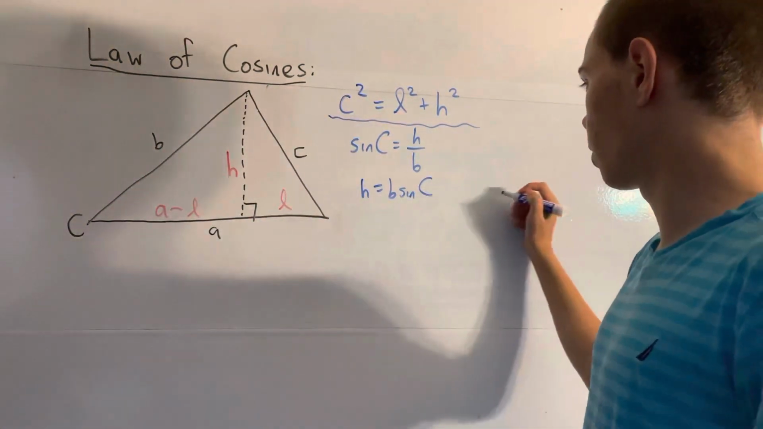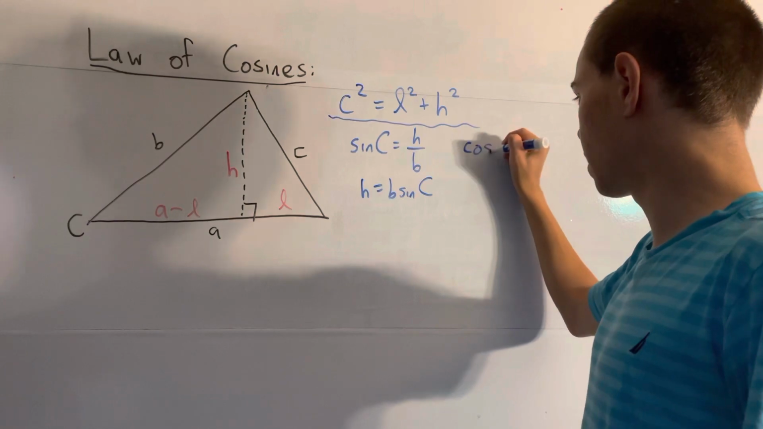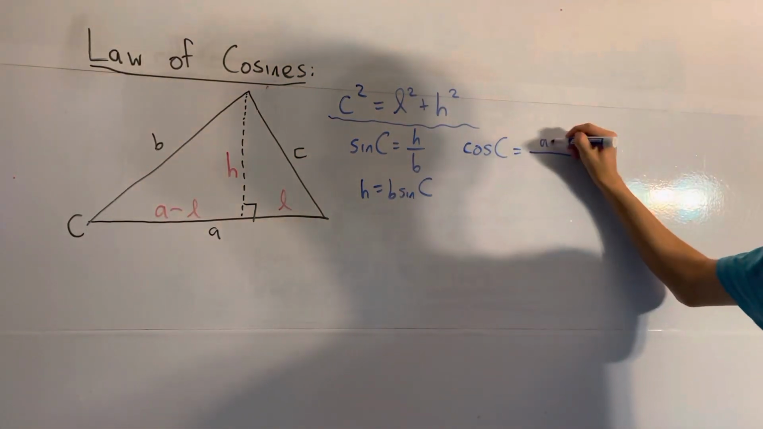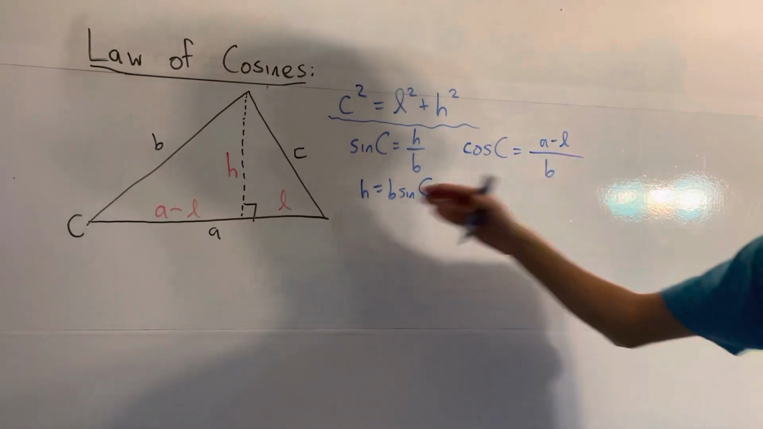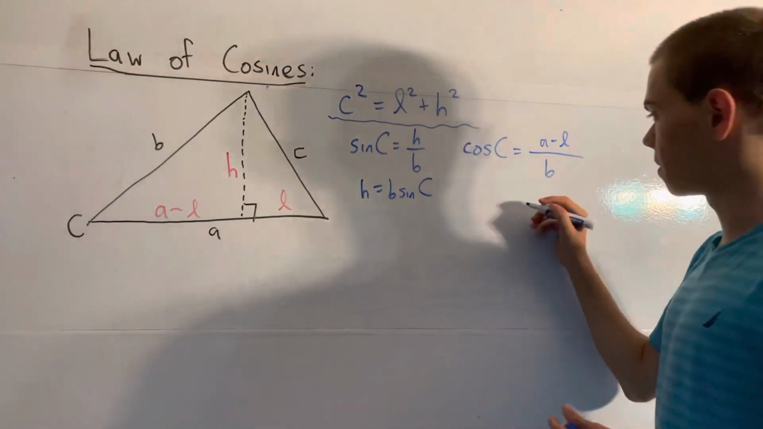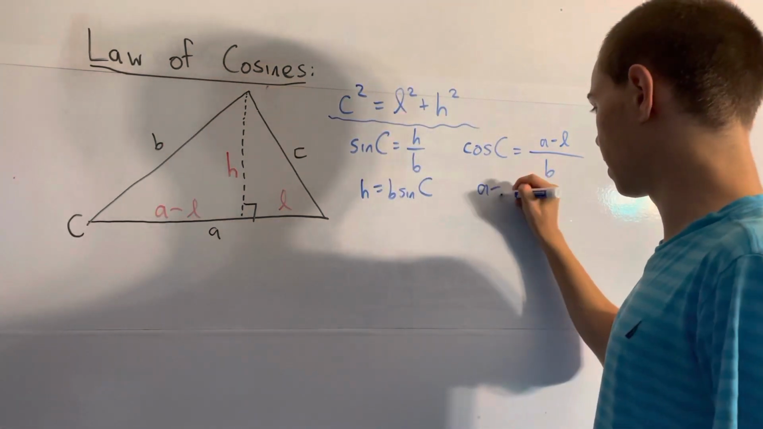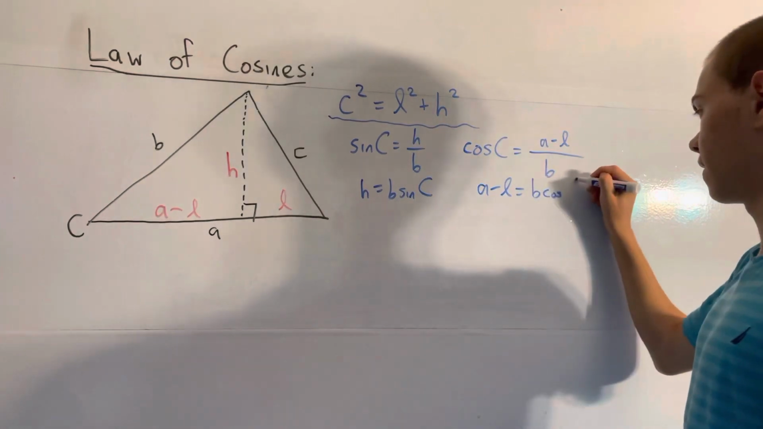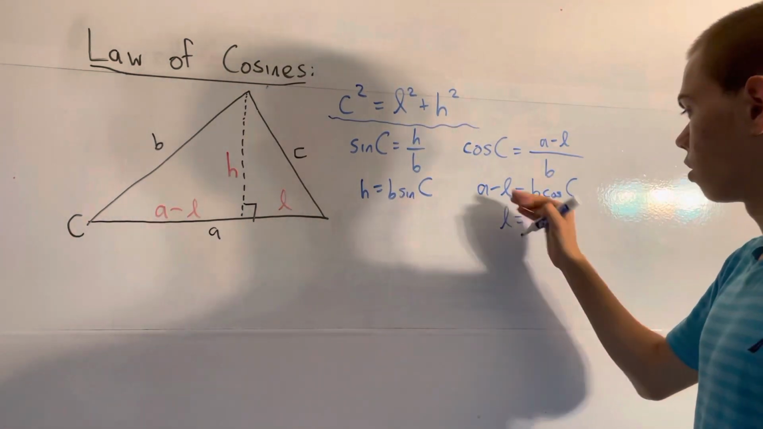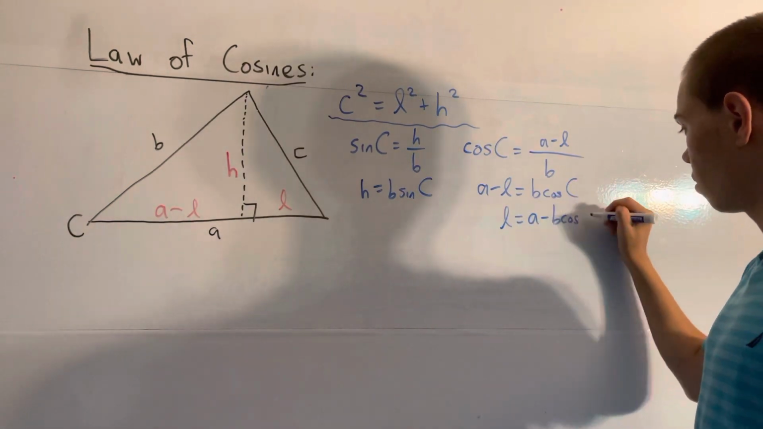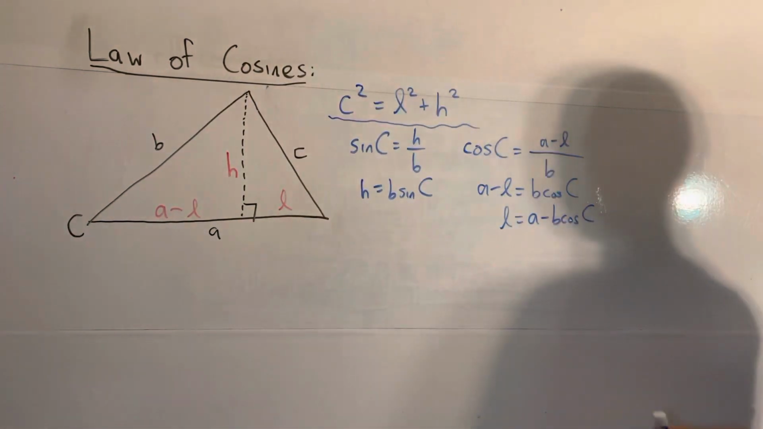So pretty much the idea is that the cosine of C is equal to A minus L over B, right? A minus L over B. And after that, we have to solve for L. So in this case, A minus L is equal to B cosine of C. And solving for L, add L, subtract that, we get A minus B cosine of angle C.